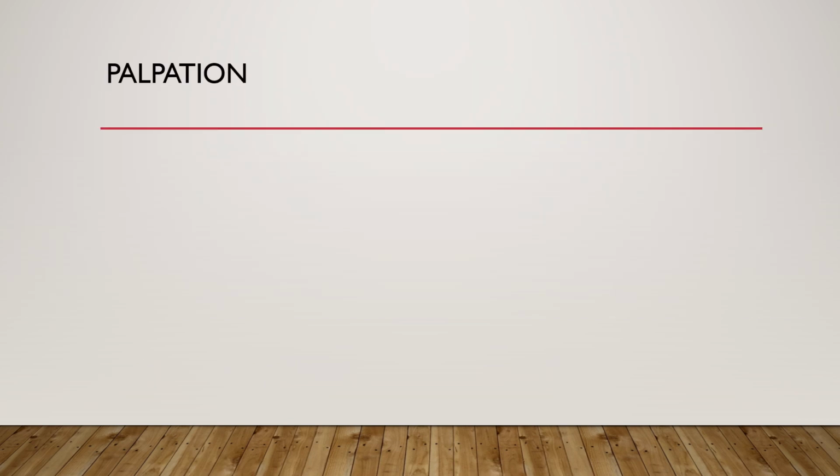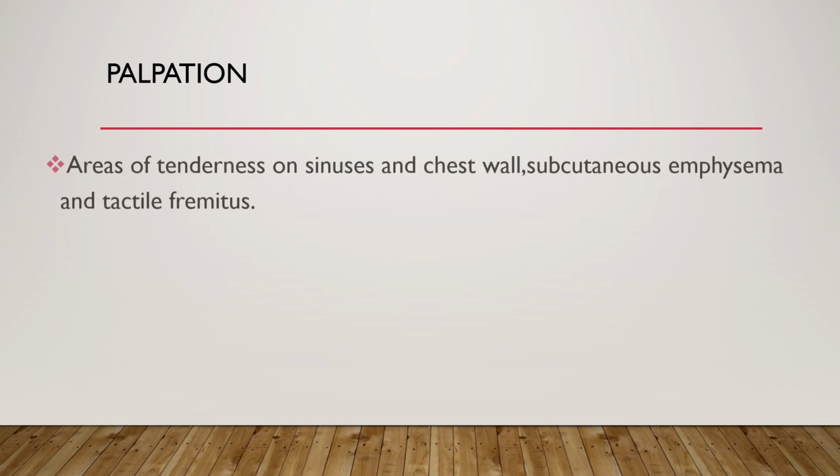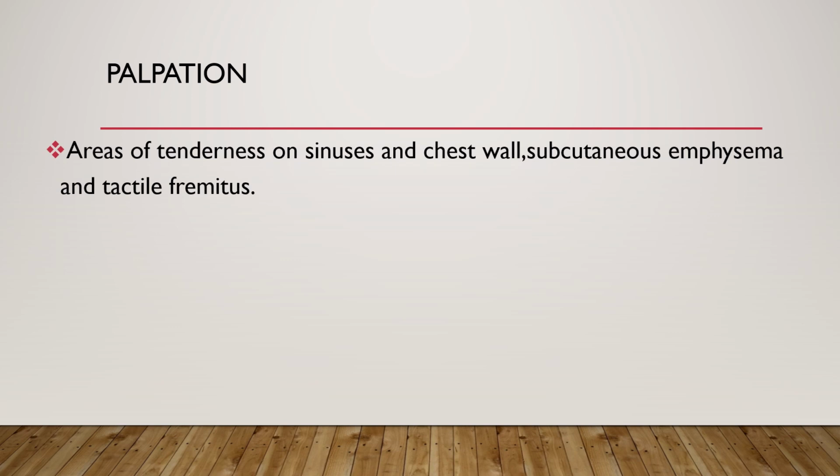The second part of the respiratory system physical examination is palpation. Examine for areas of tenderness on the sinus and the chest wall, and also check for crepitation for subcutaneous emphysema, and tactile fremitus should be checked. It can be done while the infant is crying in young children, because young children are not cooperative like adults. We can do it when the baby cries.